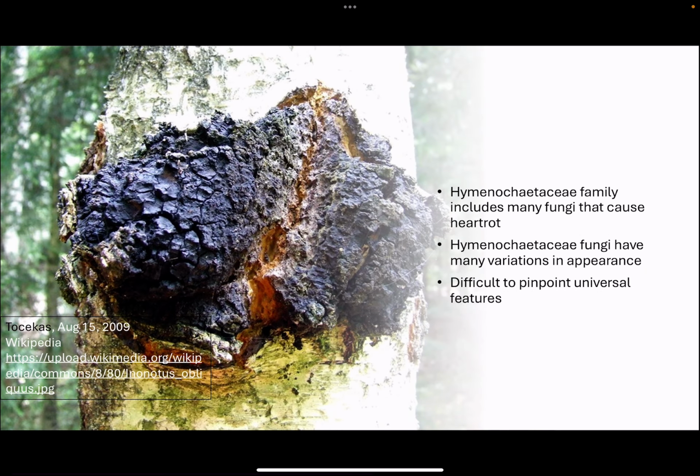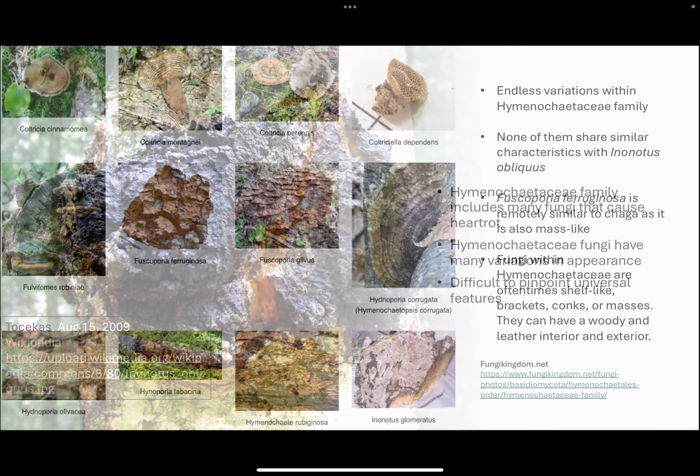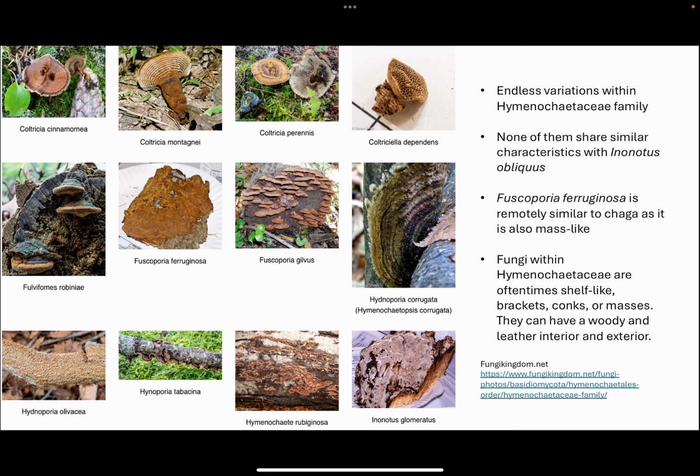In terms of physical characteristics, it's very difficult to pinpoint universal ones because there are so many variations within the Hymenochaetaceae family. It's a family that has over 487 species and 27 genera, so there are just endless variations. And this screenshot I took from fungikingdom.net beautifully highlights that. As you can see, there are some fungi that grow on the ground and some that grow on trees, but this is just a small selection of them.